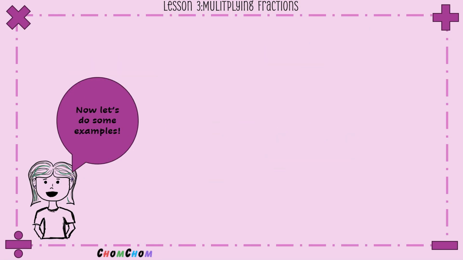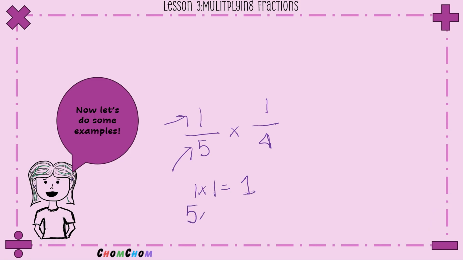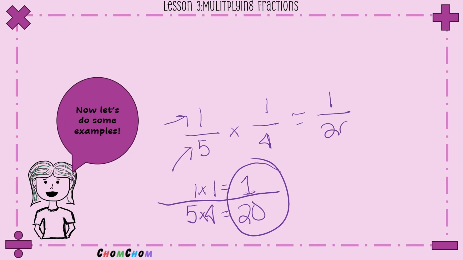So now let's do some examples. I'm going to give you the example of 1/5 times, let's say, 1/4. We can break this up by separating top and bottom, right? So we have 1 times 1 equals 1. And then we have 5 times 4 equals 20. And then we put our fraction bar right back in. So 1 over 20 is the fraction that I get. So we get our answer of 1/20.